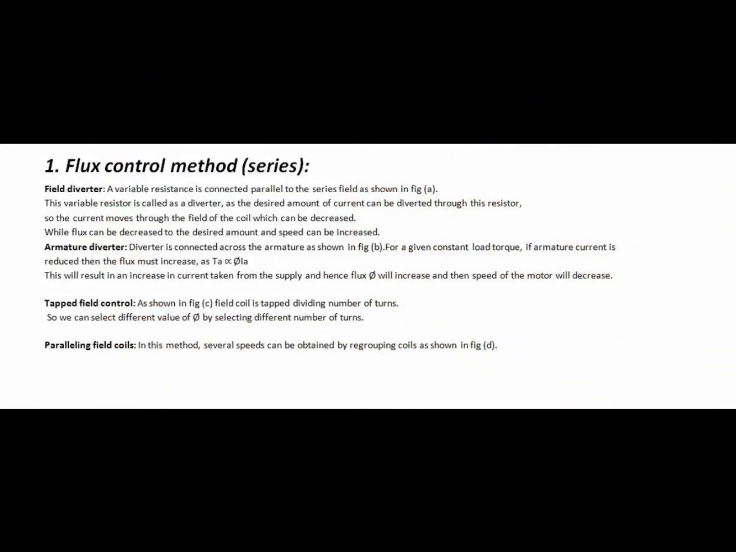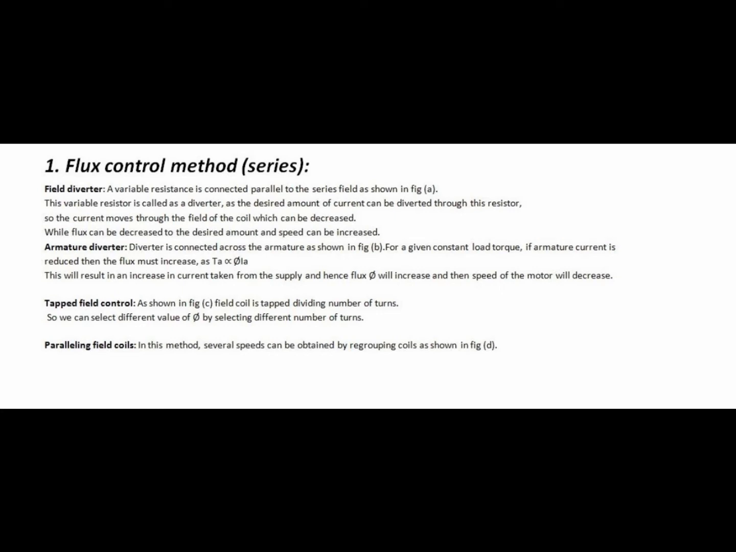Now we will be talking about flux control method, series. We talked about it when it was shunt, now in series. This one is going to be in 4 parts. First, field diverter. A variable resistance is connected in parallel to the series field as shown in figure A. This variable resistor is called a diverter, as the desired amount of current can be diverted through this resistor. So, the current through the field coil can be decreased, the flux can be decreased to the desired amount and the speed can be increased.